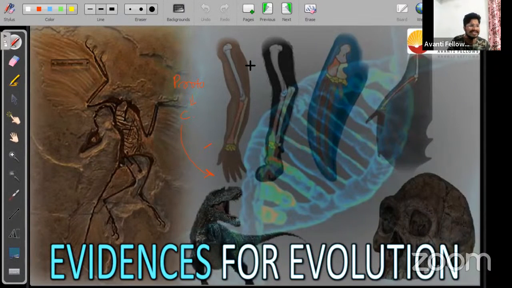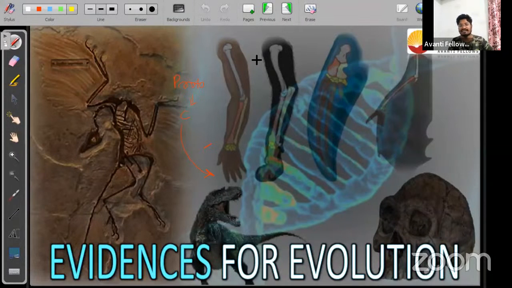Difference between pisciculture and what? Okay, great. Pisciculture is culturing of fishes only, and aquaculture is culturing of all the aquatic organisms like prawns, crabs, and all other things. That is the difference, Mohammad Raja.